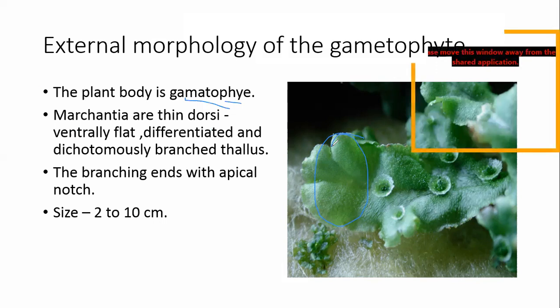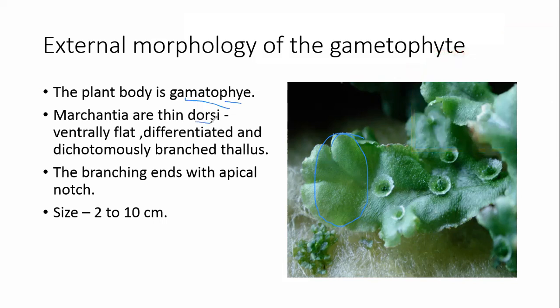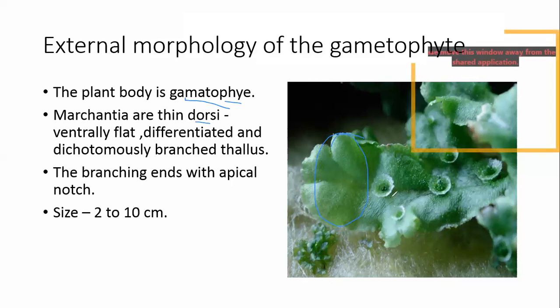They have a mass of tissue which is usually made up of parenchymatous cells, and these are very simple in structure. So they are thallophytic in nature. They have a very simple plant body, a thallophytic mass of tissue made up of parenchymatous cells. They are very thin. You can see the picture on your right side. Okay, so they are very thin, flat.